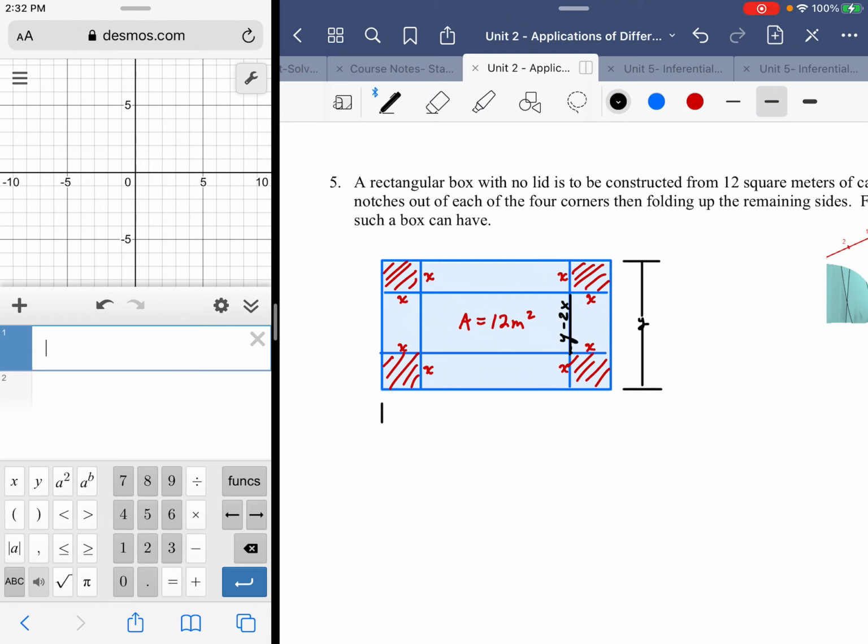Now the other side, again, I don't know the length of either of them, but I do know that it has an area of 12. So if I'm calling this one Y, and they both have to multiply to equal 12, the only other possibility is that this would have to be 12 over Y. 12 over Y times Y would give you 12. So the other dimension would be 12 over Y minus 2X, because again, we're taking the whole length and subtracting the length of each of these corner pieces.